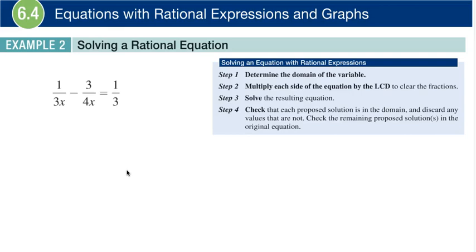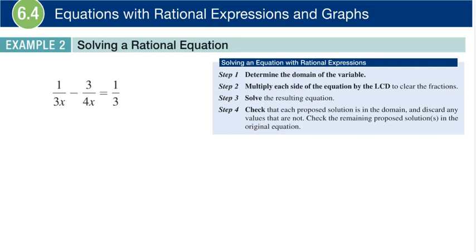All right, so in this example, we're going to go ahead and start to solve a rational equation. I've listed right here our steps in doing that, and all the subsequent examples to follow will go through these steps. So in order to determine what x is, where we have 1 over 3x minus 3 over 4x equals 1/3, what value of x will satisfy this? What value of x will make this equal to 1/3?